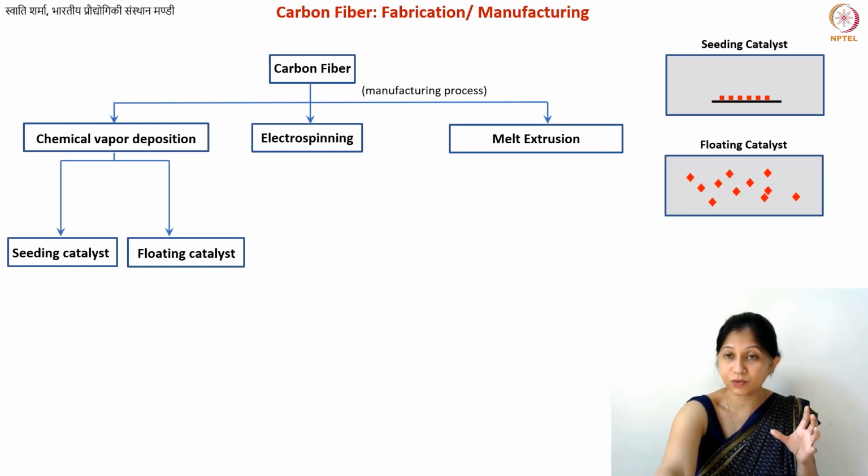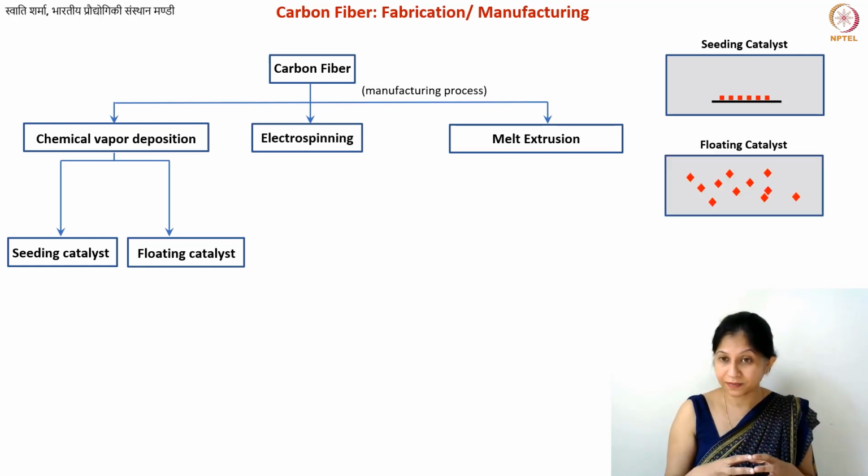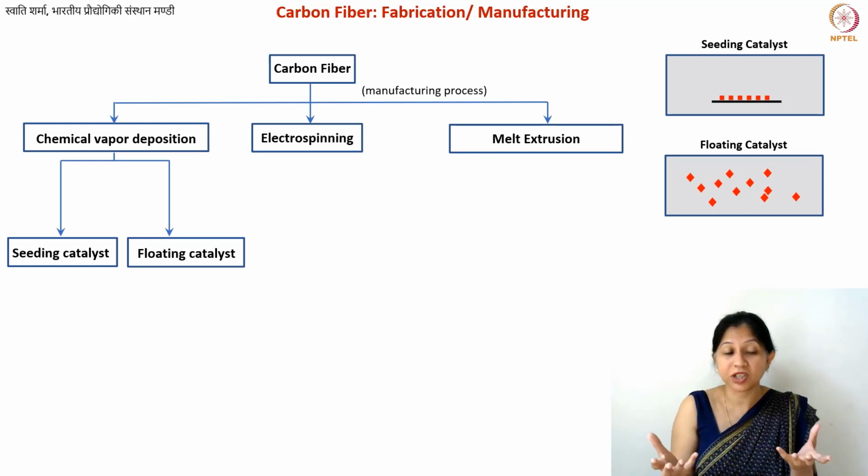The second method is what is known as floating catalyst. As the name suggests, the catalyst particles are floating inside your furnace or the reactor, and while they are floating, the carbon is being deposited on top of them and you're getting fibers.